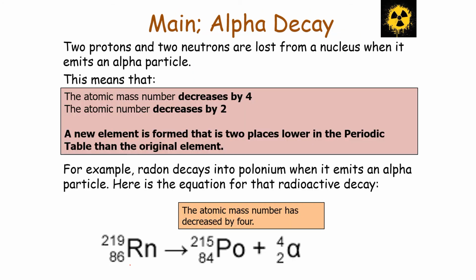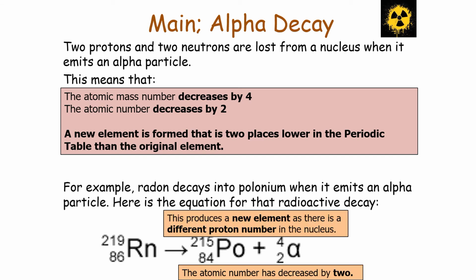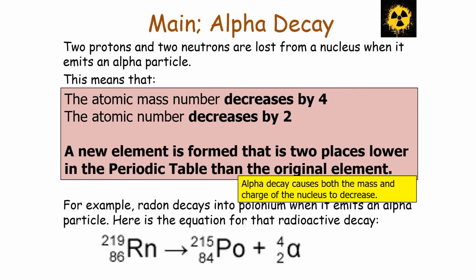So in alpha decay, the mass number decreases by 4 and the atomic number decreases by 2, so a new element is formed 2 places lower in the periodic table than the original element. As we said before, the atomic mass number decreases by 4 and the atomic number decreases by 2, so it produces a new element as there's a different proton number in the nucleus. As we said, alpha decay causes both the mass and the charge of the nucleus to decrease. We can then summarize the properties of alpha decay with the following slide of information.